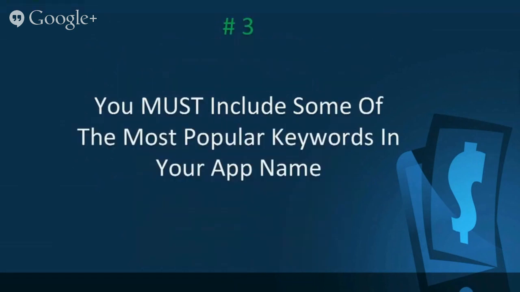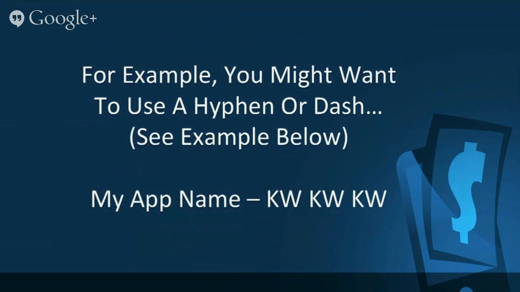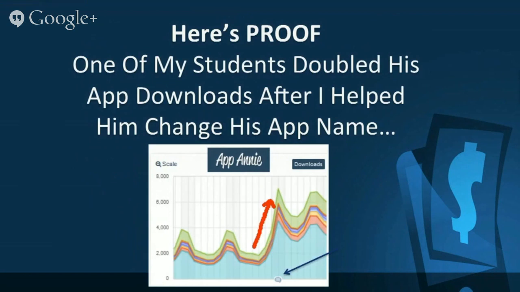All right, number 3. You must include some of the most popular keywords in your app name. For example, you might want to use a hyphen or a dash. So my app name dash keyword, keyword, keyword. And these keywords can't just be a bunch of keywords separated with commas. It has to make sense and be related to your app name, but you definitely want to have more of a long-tailed app name with the keywords prevalent. All right, here's proof. One of my students doubled his app downloads after I helped him change his app name.